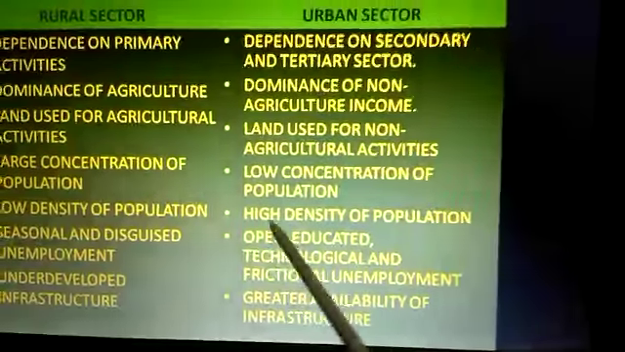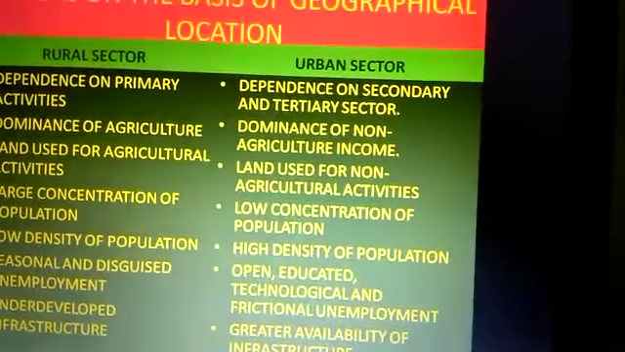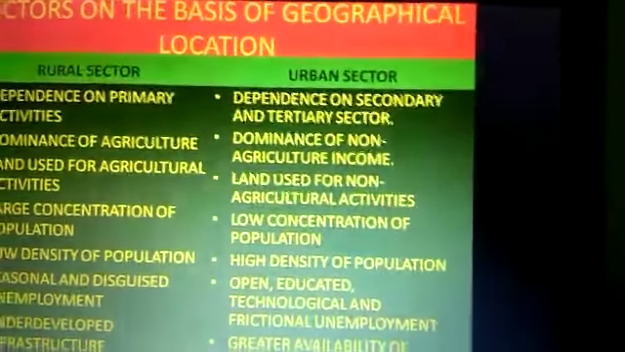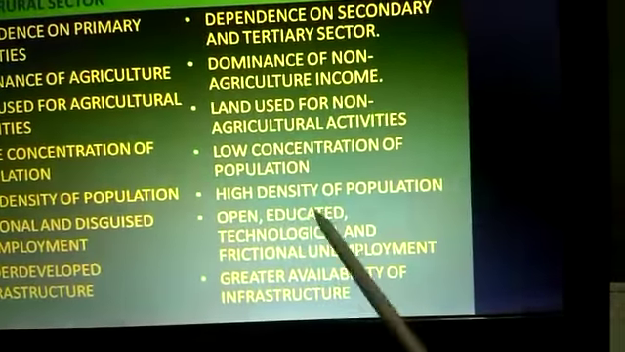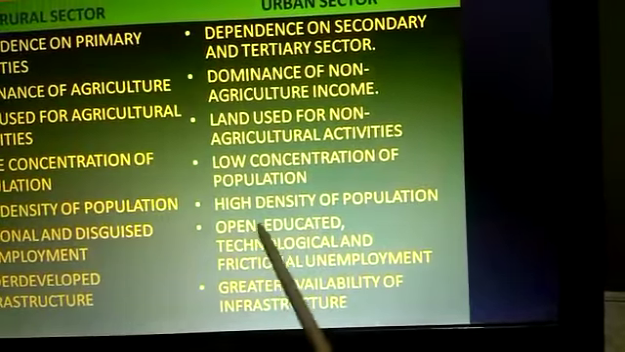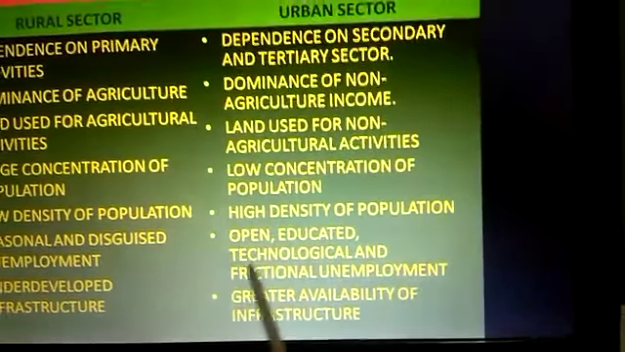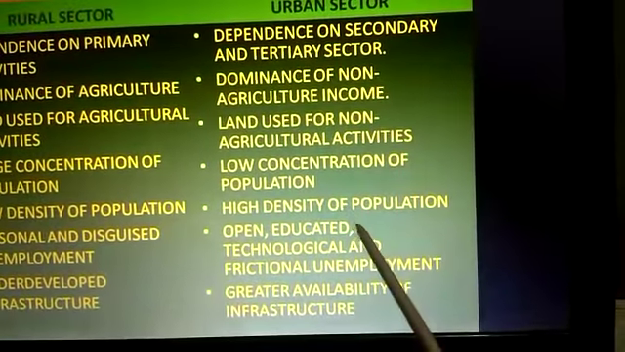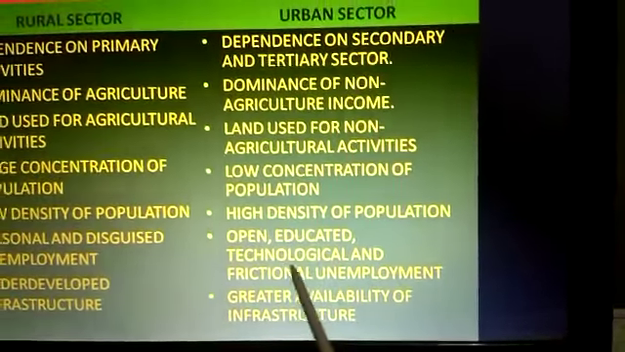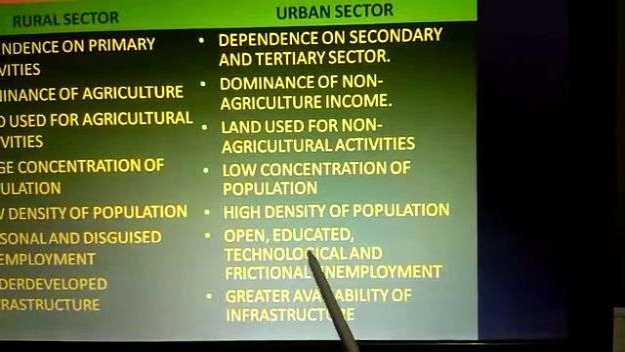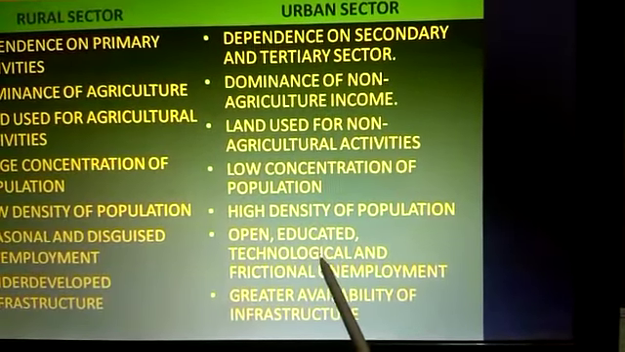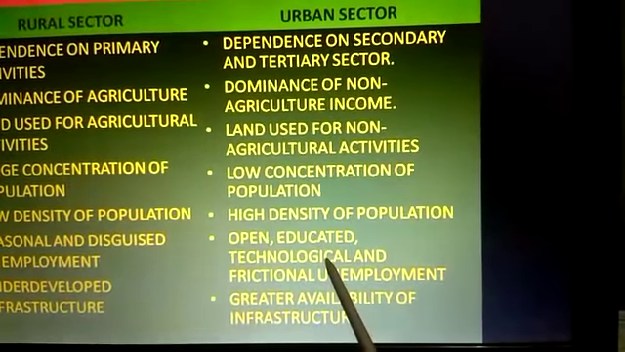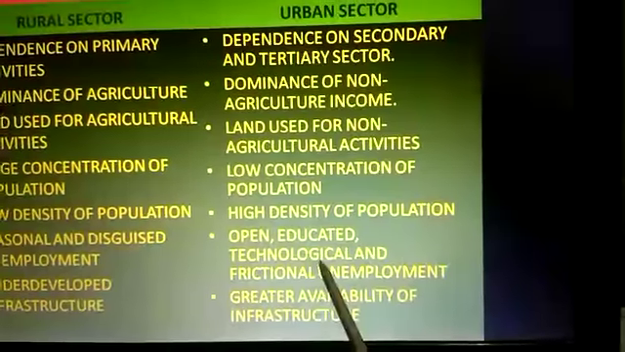Then there is open unemployment here. Open unemployment means open and educated, because they know how to do the work, they are educated, but there is no job available. That is known as open unemployment. Educated people not getting jobs is known as educated unemployment. Technological unemployment, because nowadays companies don't depend upon workers. Maximum work is done by machine. That creates unemployment. This is known as technological unemployment.